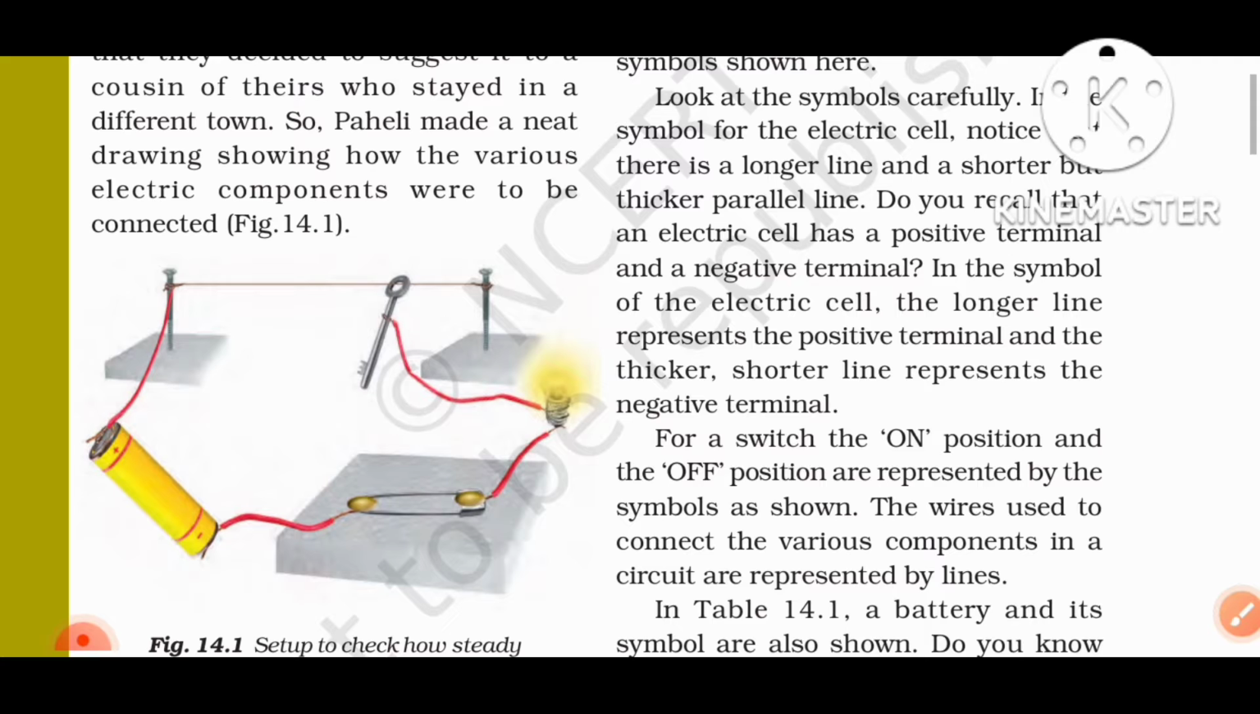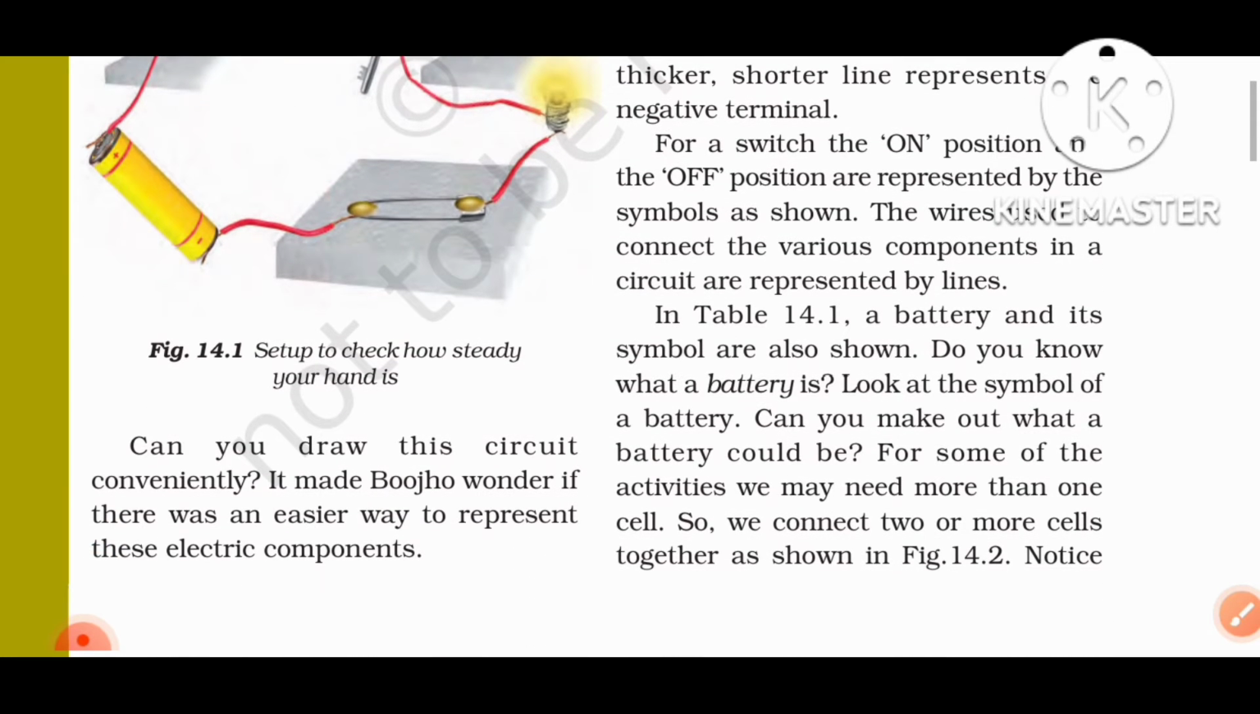In the symbols for the electric cells, notice that there is a large line and a shorter but thicker parallel line. Do you recall that an electric cell has a positive terminal and a negative terminal? In the symbol of an electric cell, the longer line represents the positive terminal and the thicker or shorter line represents the negative terminal. For a switch, the on position and off position are represented by the symbols as shown. The wires used to connect the various components in the circuit are represented by lines.